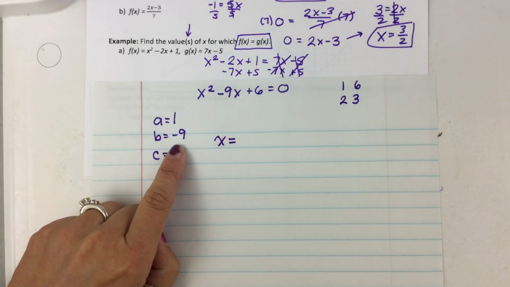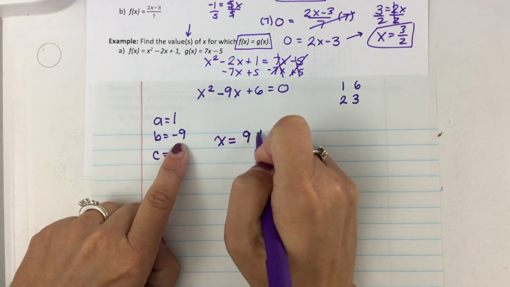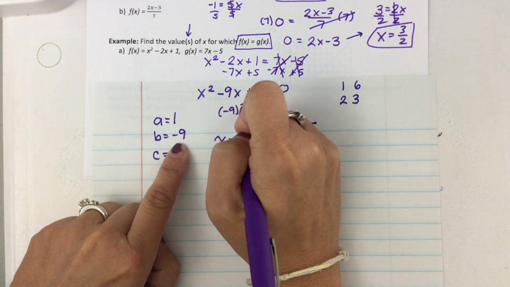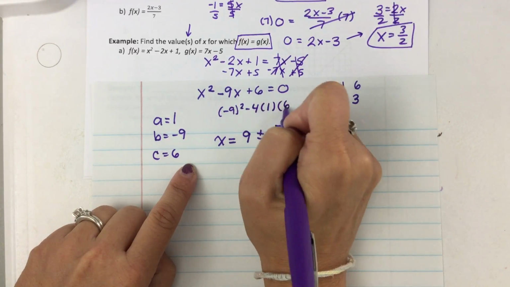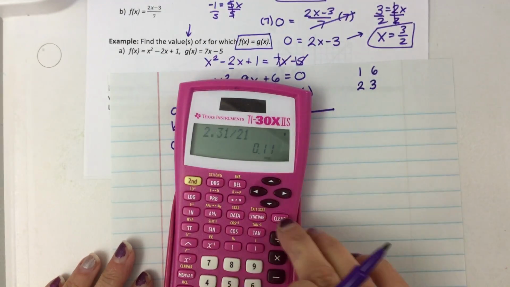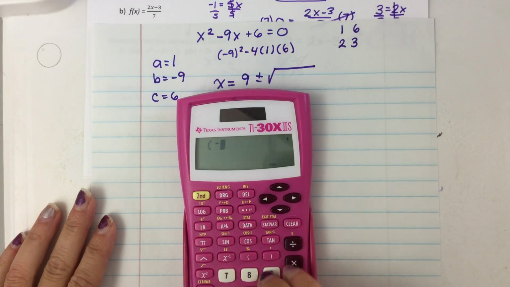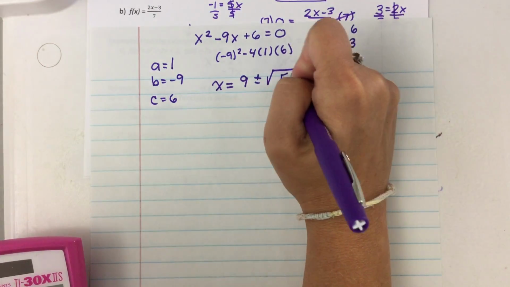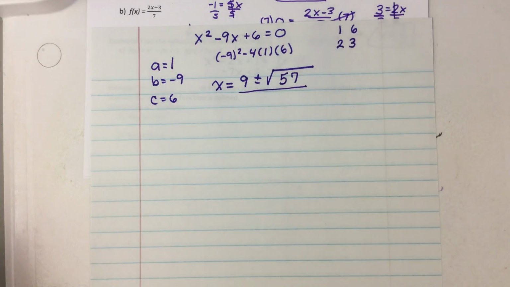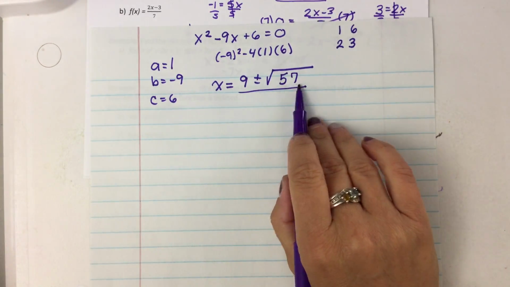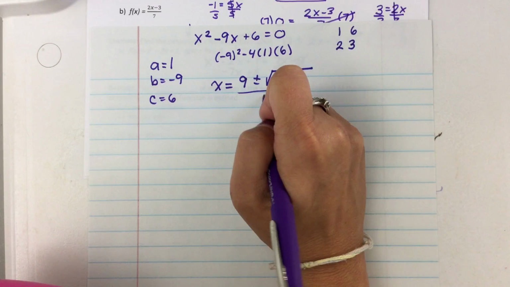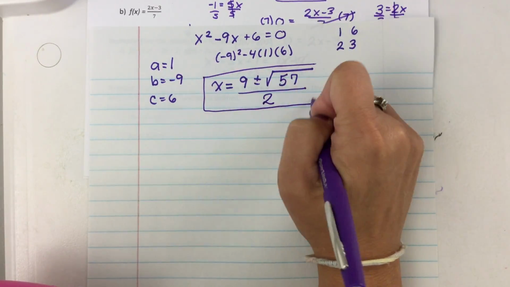x equals negative b. The opposite of a negative 9 is a positive 9, plus or minus the square root. If I go b squared minus 4 times a times c, and again, let's just go ahead and calculate that. That's the number that goes underneath the radical. Negative 9 squared minus 4 times 1 times 6. I get 57. Okay, now 57, I can't break that down at all. 57 is 3 times 19, so there is no way to simplify that at all. All over 2a, 2 times 1 is 2.